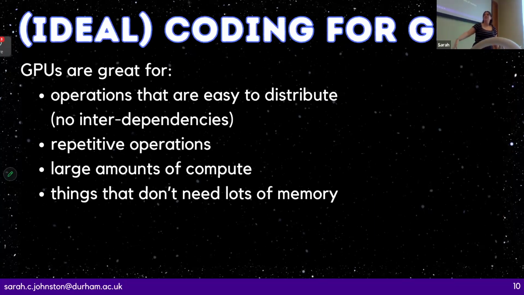So if we want the ideal code for a GPU, we want something that is easy to distribute, so no interdependencies, something that is very repetitive, that's going to go over and over and over again, that involves a large amount of compute, because we need to offload information to the GPU, run the compute and send it back. So if it's a very quick calculation but needs loads of data, it's not an overall win for us. And things that don't need a lot of memory. And this point especially really clashes with a lot of the things that we do in cosmology, because we really do use up every ounce of RAM that we can try and get onto a node.